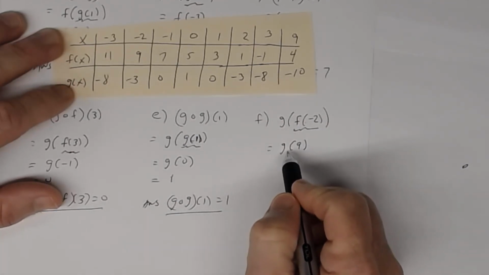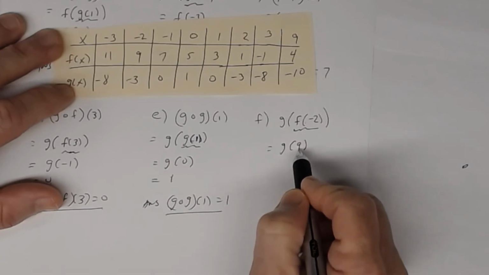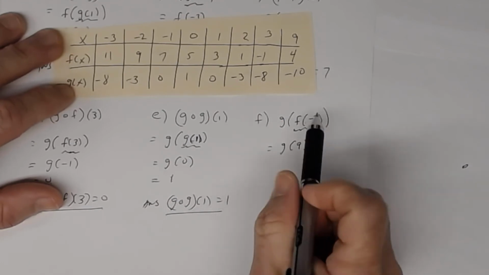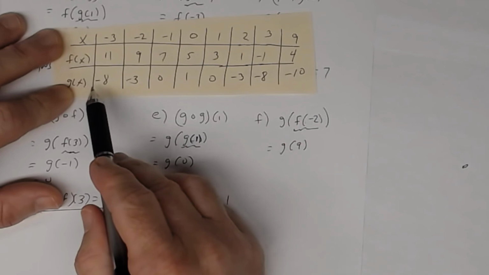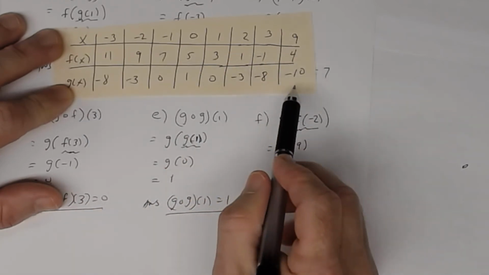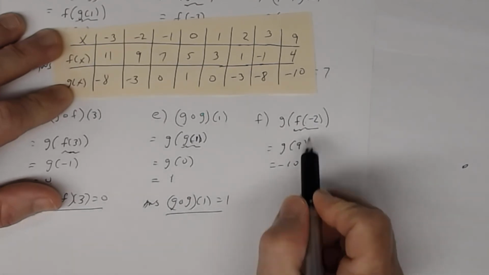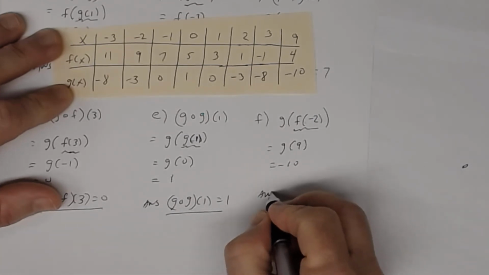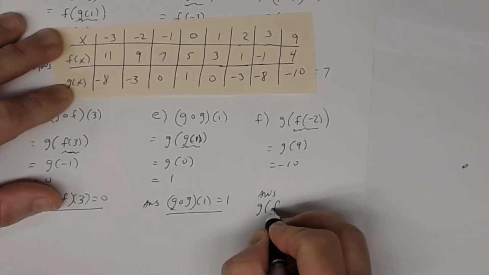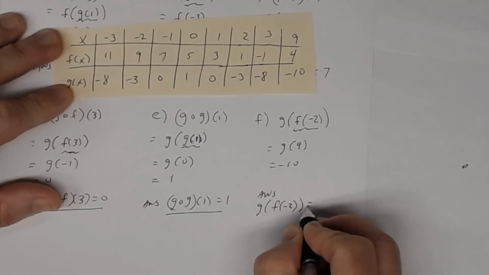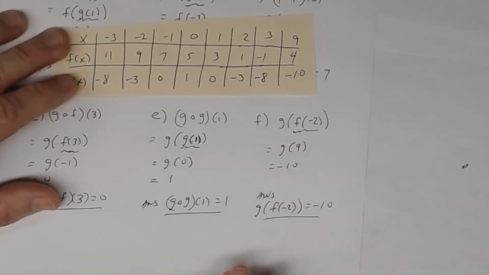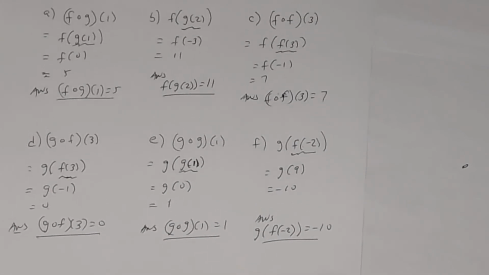Now I'm going to go to my function g, and when x is 9, I've got to find out what g of 9 is. So here's where x is 9. G of 9 is negative 10. So therefore, this equals negative 10. So your answer: g of f of negative 2 is equal to negative 10. And that's it. It's a very simple process.